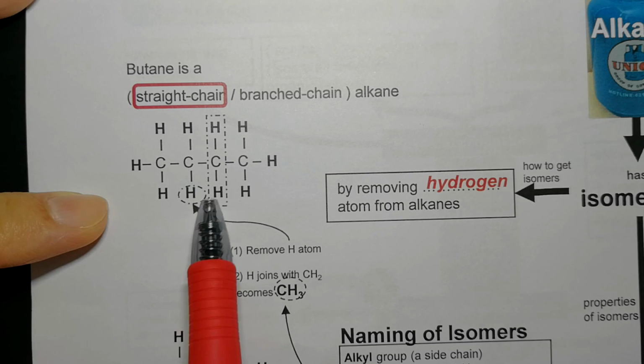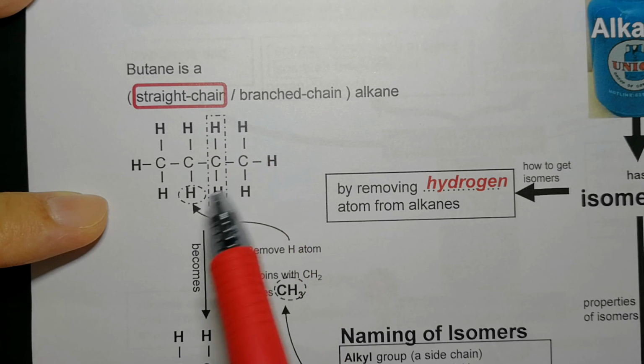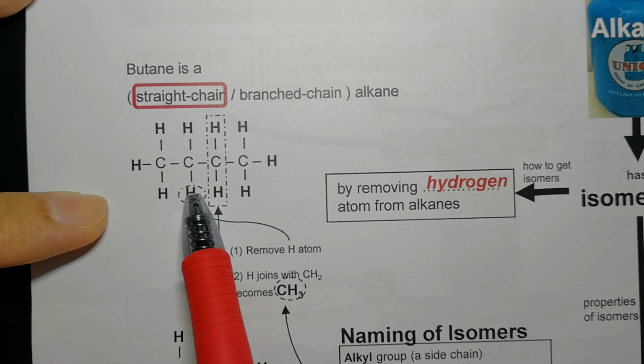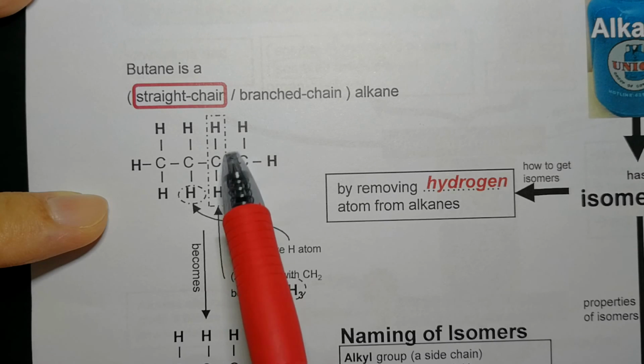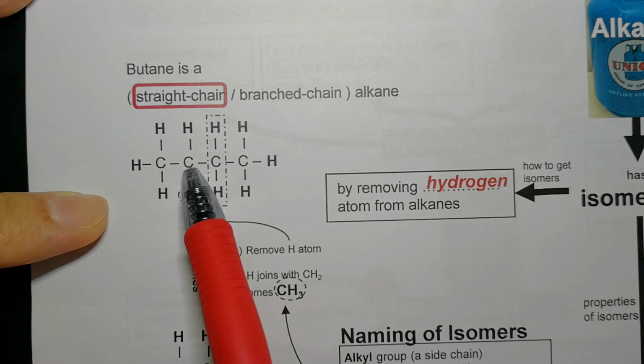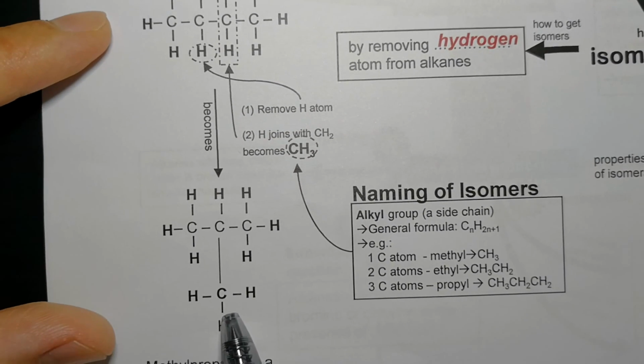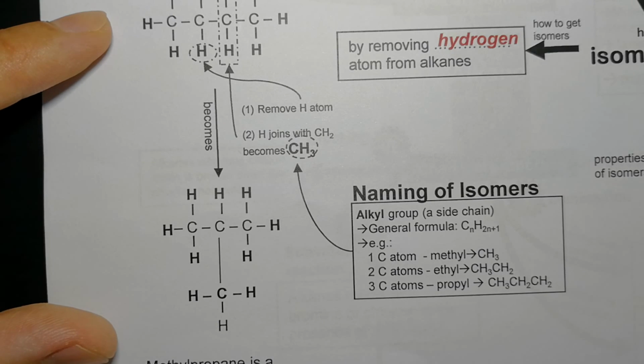So the first step is remove this hydrogen atom. Then after that, I join this hydrogen atom with this CH2. So this hydrogen atom, I come here. This one I break. This one I break. So this CH3, I shift it to here. So it will become like that. So isomerism starts off with removing the hydrogen atoms first.